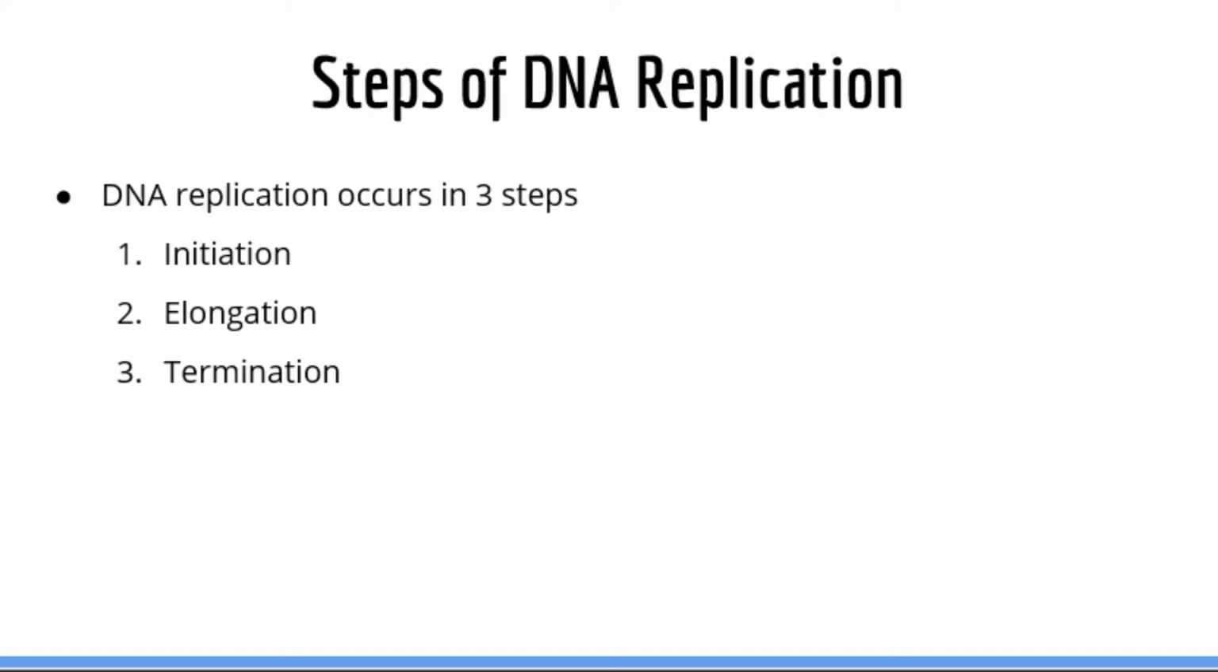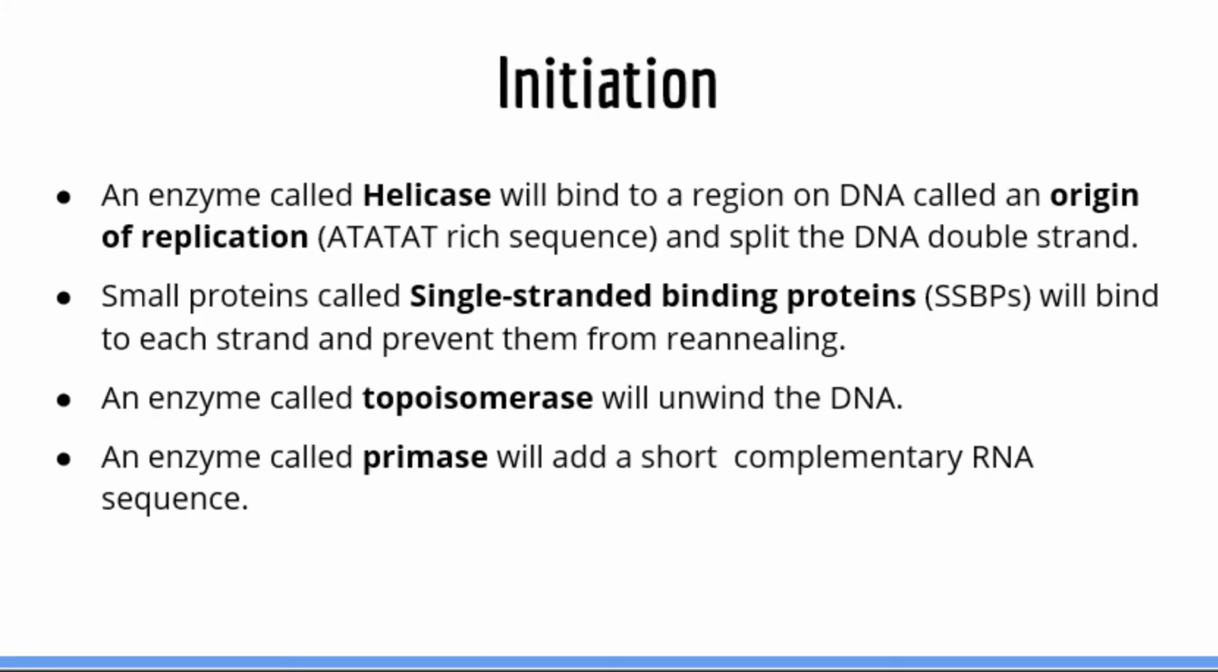DNA replication can be broken down into 3 steps: initiation, elongation, and termination. The first step, initiation, begins when an enzyme called helicase recognizes specific sequences in the DNA molecule called origins of replication. Origins of replication are special sequences similar to promoters that contain a high concentration of thymine and adenine nucleotides, or residues. Helicase and other enzymes involved in DNA replication can identify these sequences and initiate the process of replication. Once helicase binds an origin of replication, it will break the hydrogen bonds which hold each DNA strand together and separate the strands.